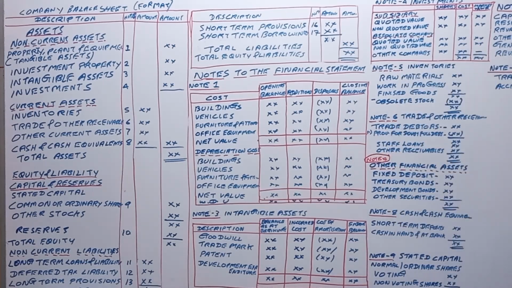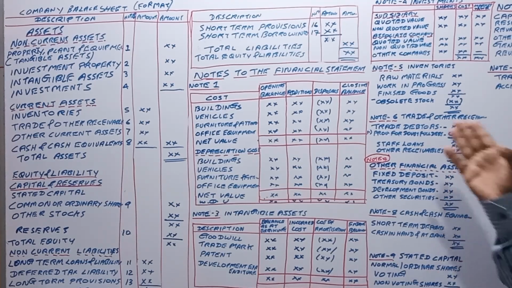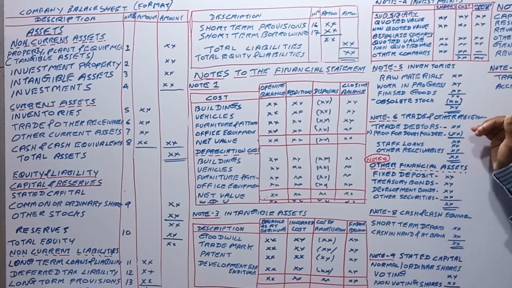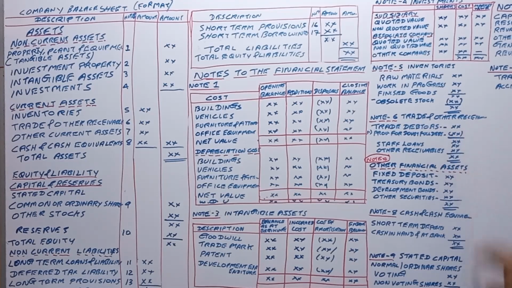Number 6 is trade and other receivables. In the trade and other receivables, you have to mention the trade debtors. You have seen the trade debtors, and here we are providing a separate note to the final accounts. From the trade debtors you have to deduct the provision for bad and doubtful debts, and you will arrive at the net value. With that you have to add the staff loans and other receivables, since this note is for trade and other receivables.